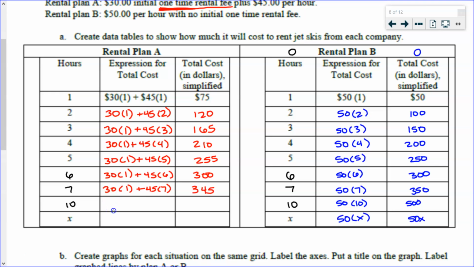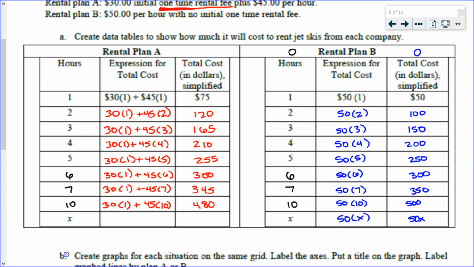How about 10? I think that's the question that you answered, Brian. You answered that question. So, Brian, what's 10? You're close. So 450 would be how much it is for 10 hours, but then we also have to pay our $30 one-time fee. So 450 plus the 30 would be $480 here.